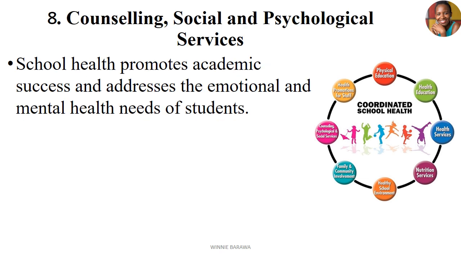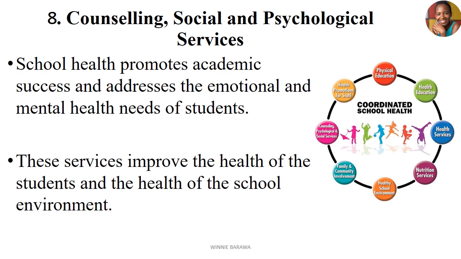And lastly, the last component of the school health is the counseling, social, and psychological services. So with these services, we are looking at promoting not only academic success, but the school needs to address the emotional and mental needs of their children. So most of these services are met by the psychologists and the counselors or the social health workers, but the main agenda is to ensure mental health stability and emotional stability for the children. So these services help in improving the health of the students and ensuring that the school environment is healthy enough to ensure that the students have their needs met.